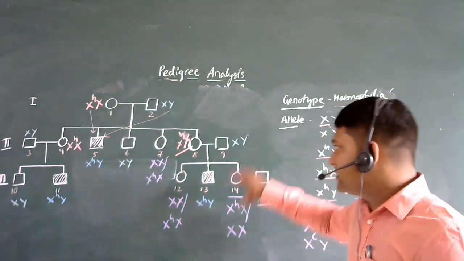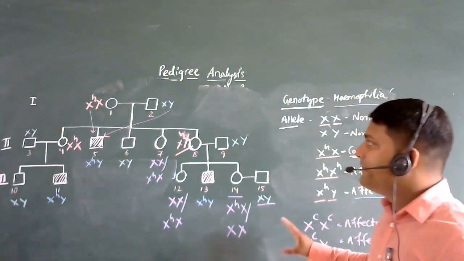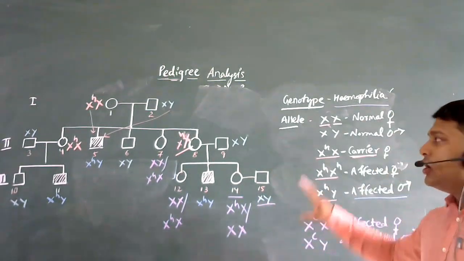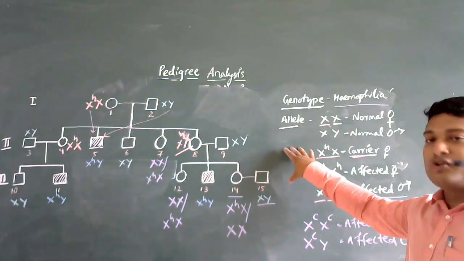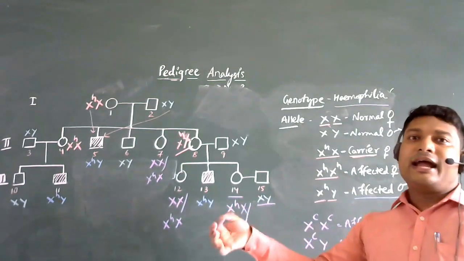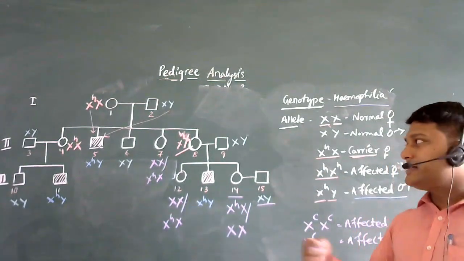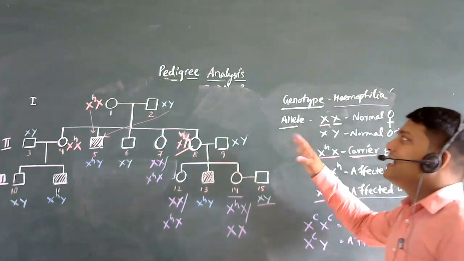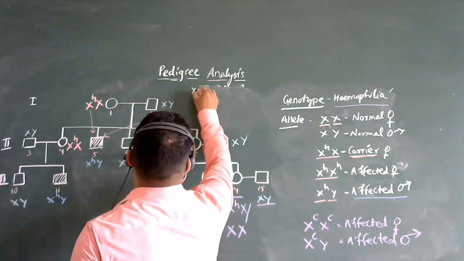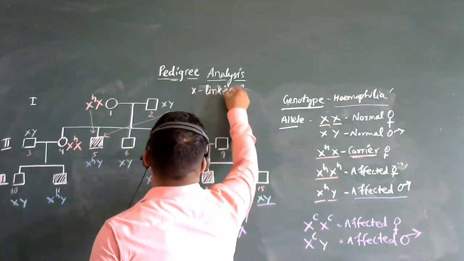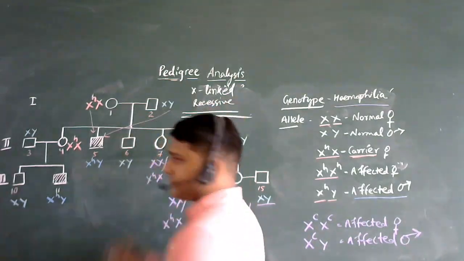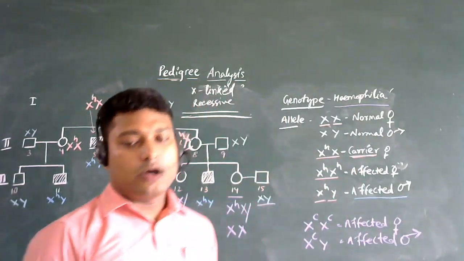I have taken one example here and solved the entire pedigree on how to do it. Now we will take another example, of the autosomal type, and find out the genotypes in an autosomal dominant and an autosomal recessive one, step by step. So that is how you solve an X-linked pedigree. Again, let me mention it: pedigree analysis of an X-linked recessive trait. Okay, so next up is going to be your autosomal ones.